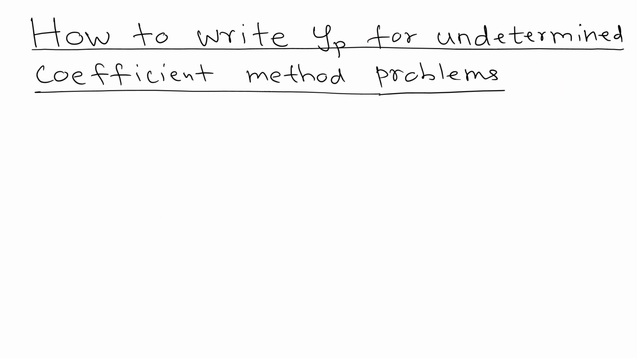In this video, we are going to review how to write YP. YP means the particular solution for undetermined coefficient method problems. If you have a problem like that, it has several steps, mainly 4 steps, and in a special case there are 5 steps, and we're going to go through all those steps.